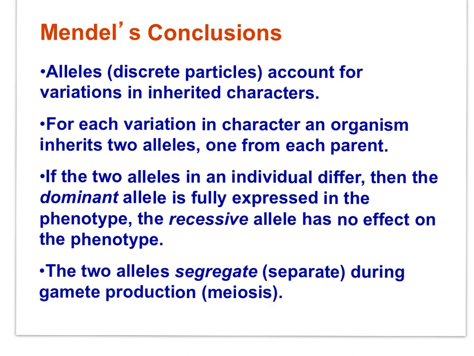Mendel put forth these theories. As he worked in the late 1800s, he was never able to verify them, but we know today that he was correct. Alleles account for variations in inherited characters. For each variation in character, an organism inherits 2 alleles, one from each parent. If the 2 alleles in an individual differ, then the dominant allele is fully expressed in the phenotype. The recessive allele has no effect on the phenotype. The 2 alleles segregate during gamete production.